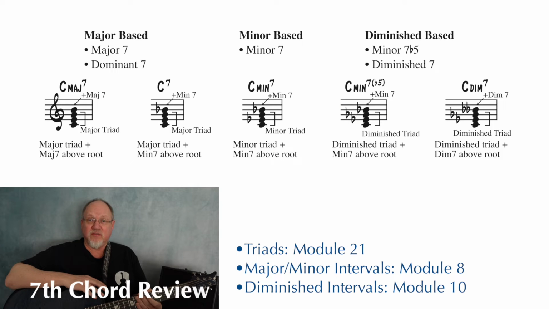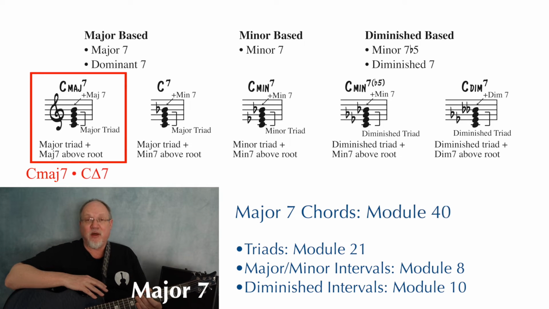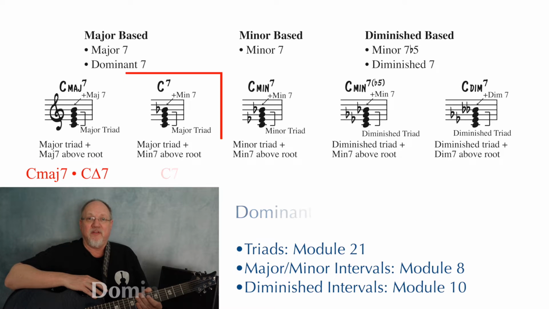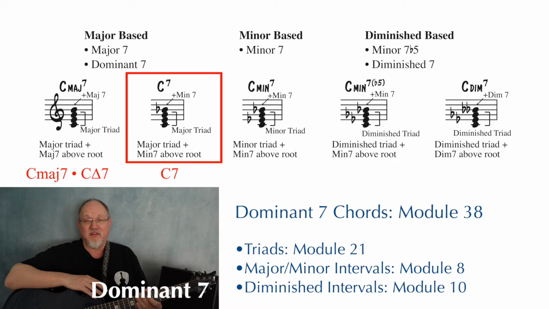Of the 7th chords you've learned so far, 3 have major triads at the bottom, 1 has a minor triad at the bottom, and 2 have diminished triads at the bottom. The major 7 chord is spelled M-A-J-7, and sometimes it's spelled with a triangle and a 7, and your major 7 chord has a major triad at the bottom and a major 7th on top. The dominant 7 chord is just spelled with a 7, that has a major triad at the bottom and a minor 7th above the root.